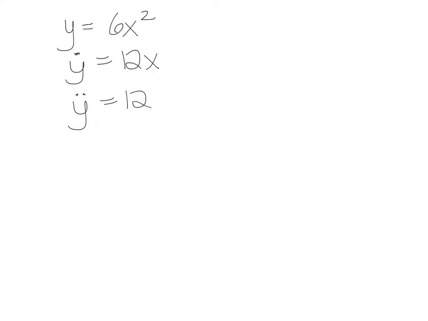Now let's look at an example where we use Newton's notation, and this will make it pretty clear why we don't use Newton's notation much these days. So let's suppose we have y equals 6 times x squared. We put a dot over the y to indicate we're going to take the first derivative, which will be 12x. We put 2 dots over the y to indicate the second derivative. We put 3 dots to indicate we're taking the third derivative. We put 4 dots to indicate we have the fourth derivative.